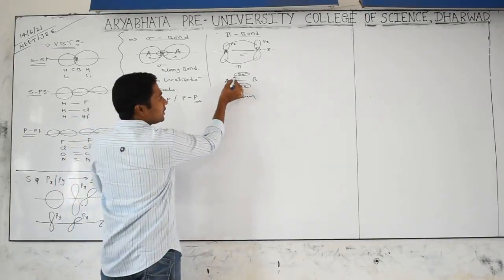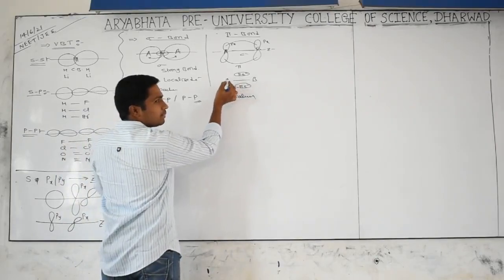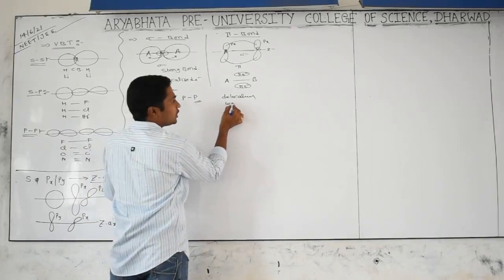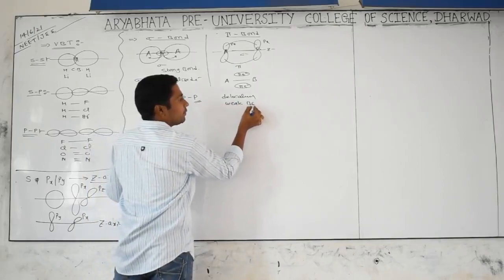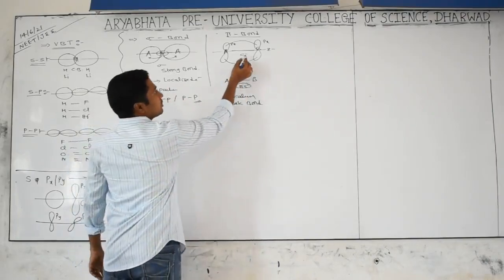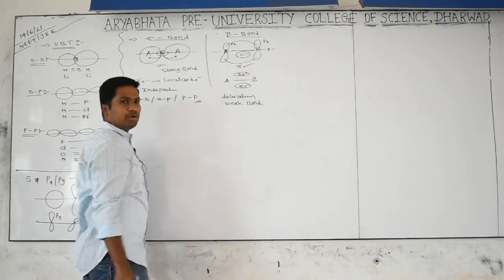So are they very near to the nucleus? No, they have much gap. That's why the force of attraction will be less, and that's why pi bond is called a weak bond. And is it dependent or independent? Dependent. Why? Because first the sigma bond has to be formed, then only a pi bond is possible.